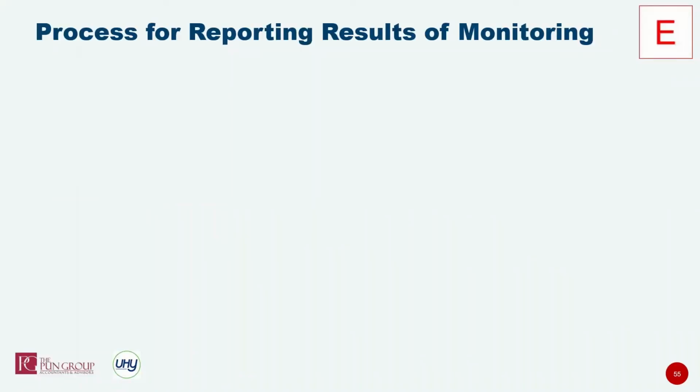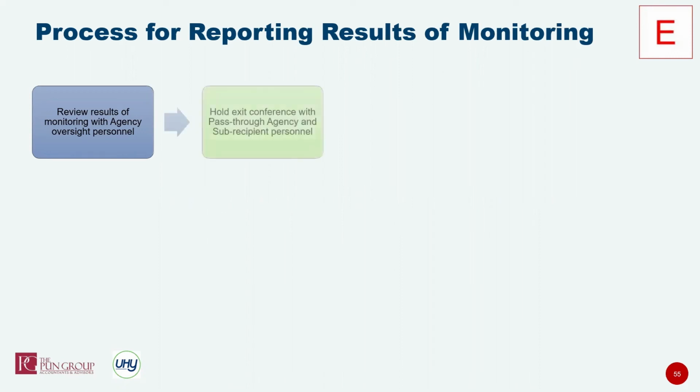Okay, so the process for reporting the results really, in all cases, starts with reviewing those results of the monitoring with the agency oversight personnel. That would include the pass-through agency as well as the subrecipient. Essentially, you want to make sure that they both are aware before you get to the exit conference so that there are no surprises. Nobody tends to like surprises. So if you are doing daily updates or at least weekly updates, they will know that these things are going to come up through the process.